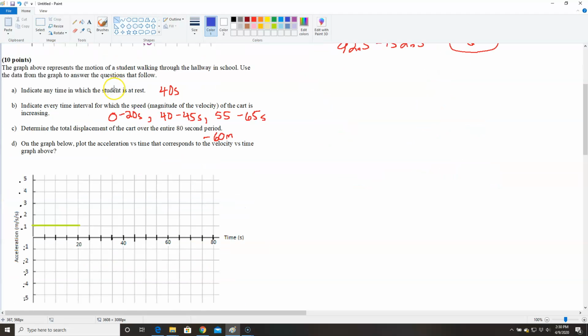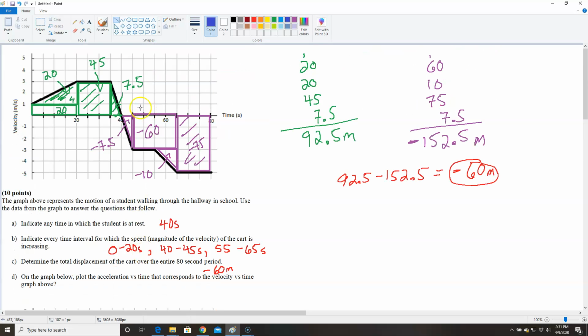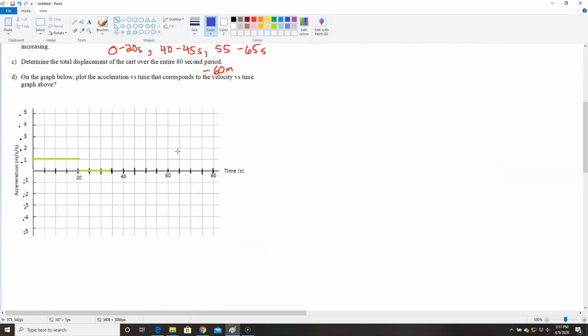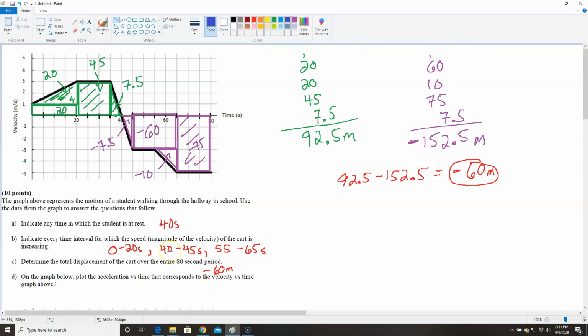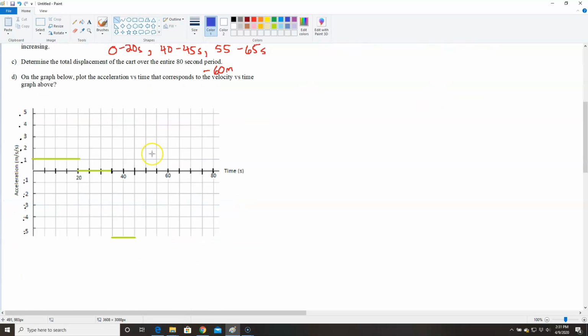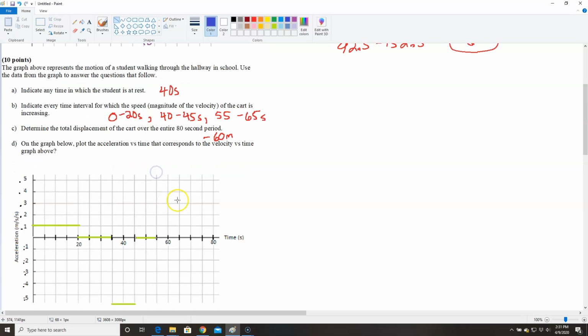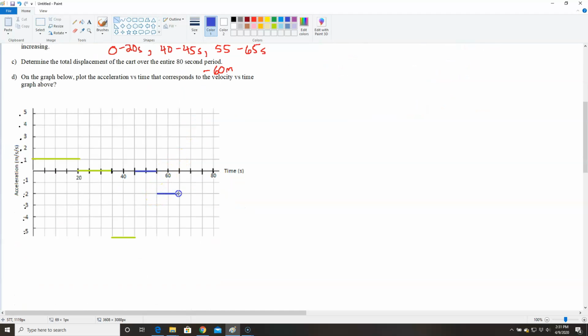For the next 15 seconds, the slope is 0. And then the slope is down 6 over 10. So down 6 over 10 is going to be 0.16. Then it's 0 for the next 10 seconds. Followed by down 2 over 10. So that would be negative 0.2. And back to 0. And that's how it's done.